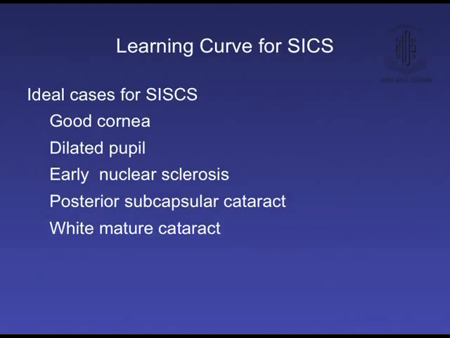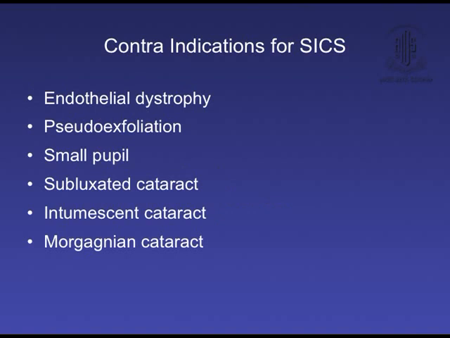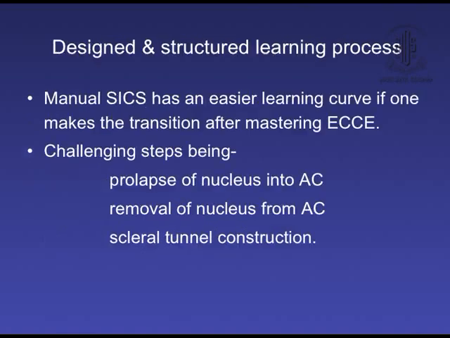During the learning curve of SICS, ideal case selection is very, very important. You should select cases which have a good cornea, a well-dilated pupil, earlier nuclear sclerosis like grade 2, posterior subcapsular cataract, and wet mature cataracts. Cases with endothelial dystrophy, pseudoexfoliation, small pupil, subluxated lens, intumescent cataract, or Morgagni cataract should be avoided during the early learning process. Manual SICS has an easier learning curve if one makes the transition after mastering ECCE.